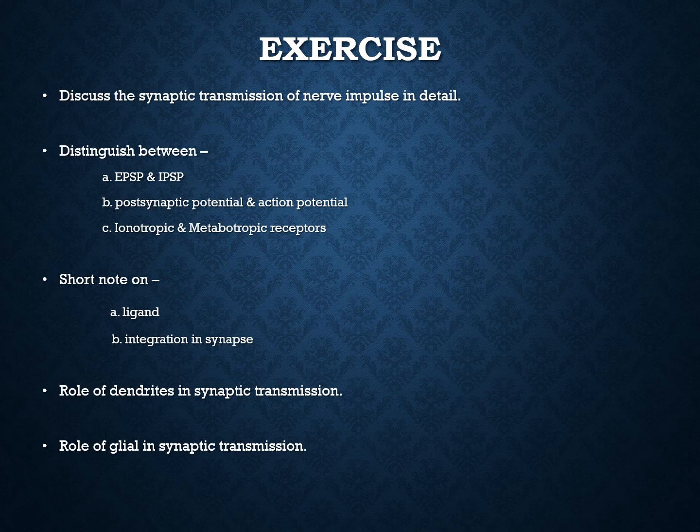So in the exercise, you should be able to answer these points: discuss the synaptic transmission of nerve impulse in detail; distinguish between EPSP and IPSP, postsynaptic potential and action potential, ionotropic and metabotropic receptors. Then you should be able to write short notes on ligand and integration in synapse, role of dendrites in synaptic transmission, and role of glia in synaptic transmission.